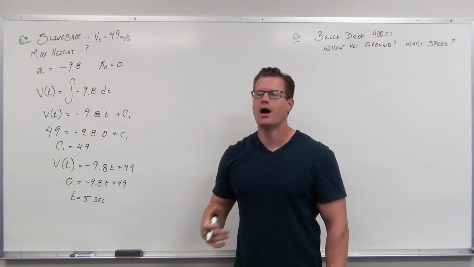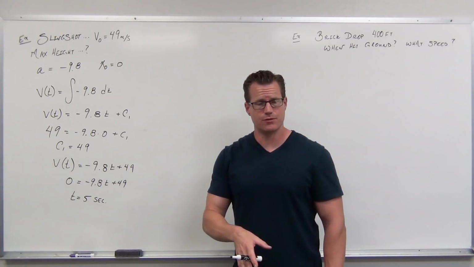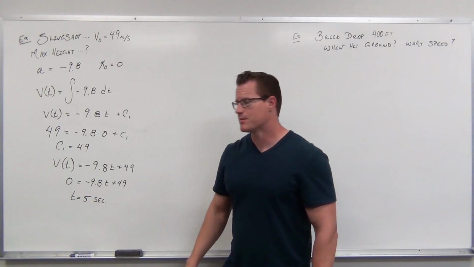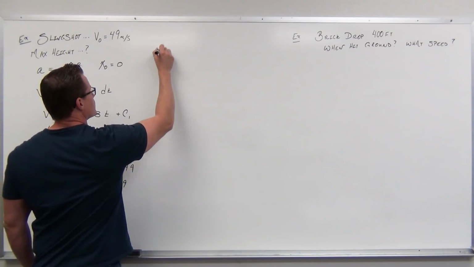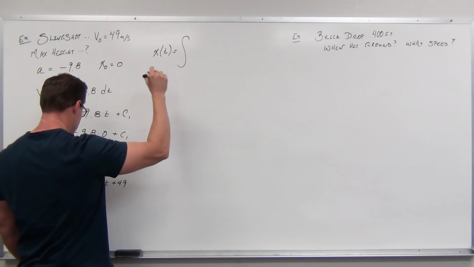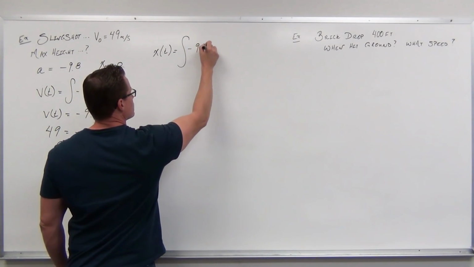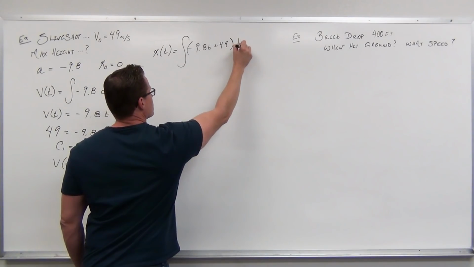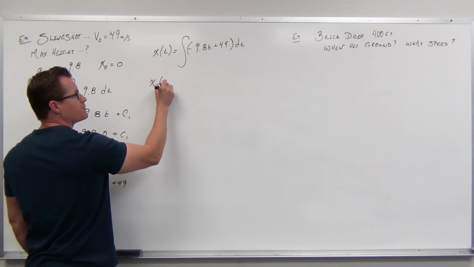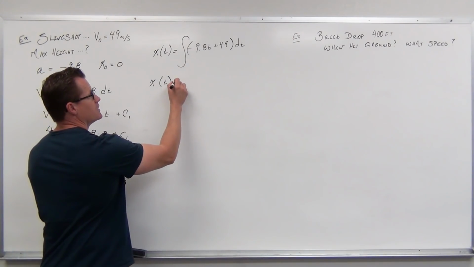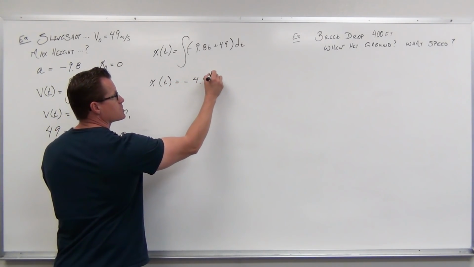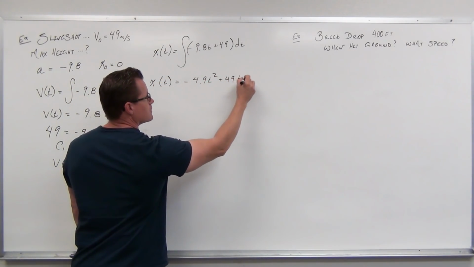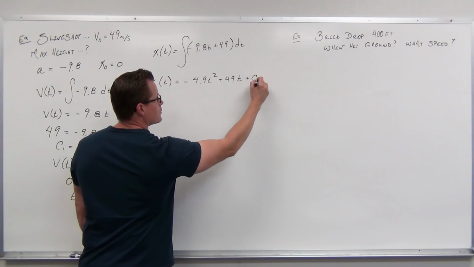Now that's important information, but we need a position function to plug that into to figure out what our max height is. If we integrate this one more time, we're going to have that position. So our position function, when we integrate this, is going to be negative 4.9t squared. So we add 1 to the exponent, divided by 2, plus 49t plus c2.